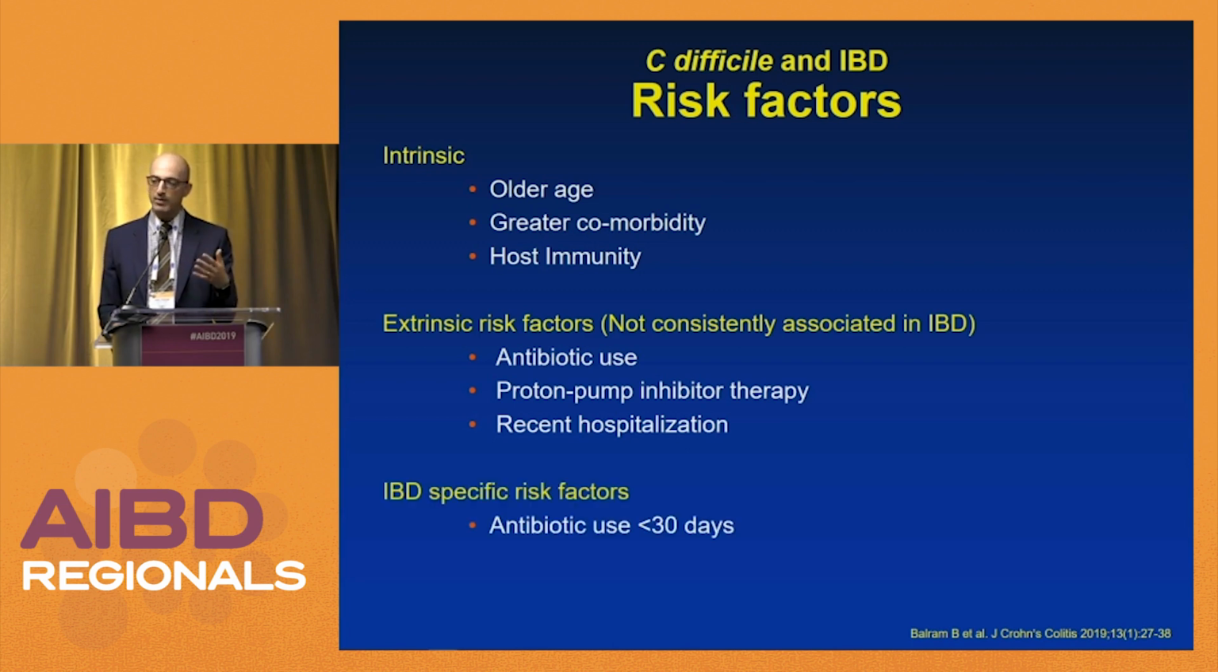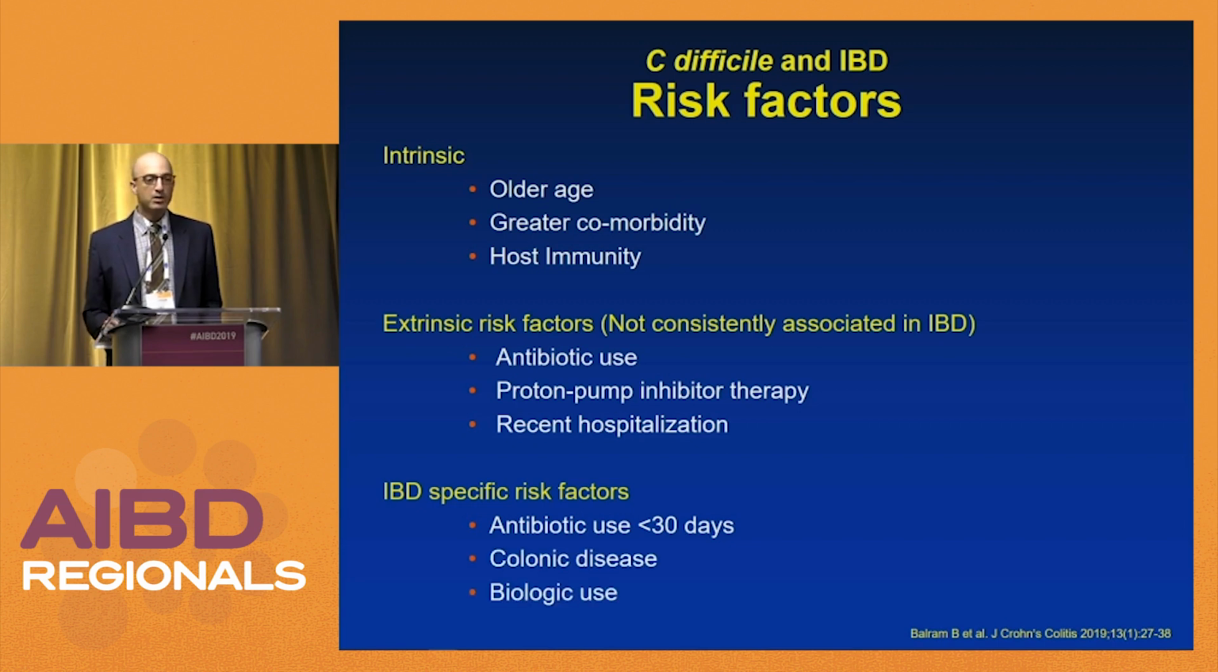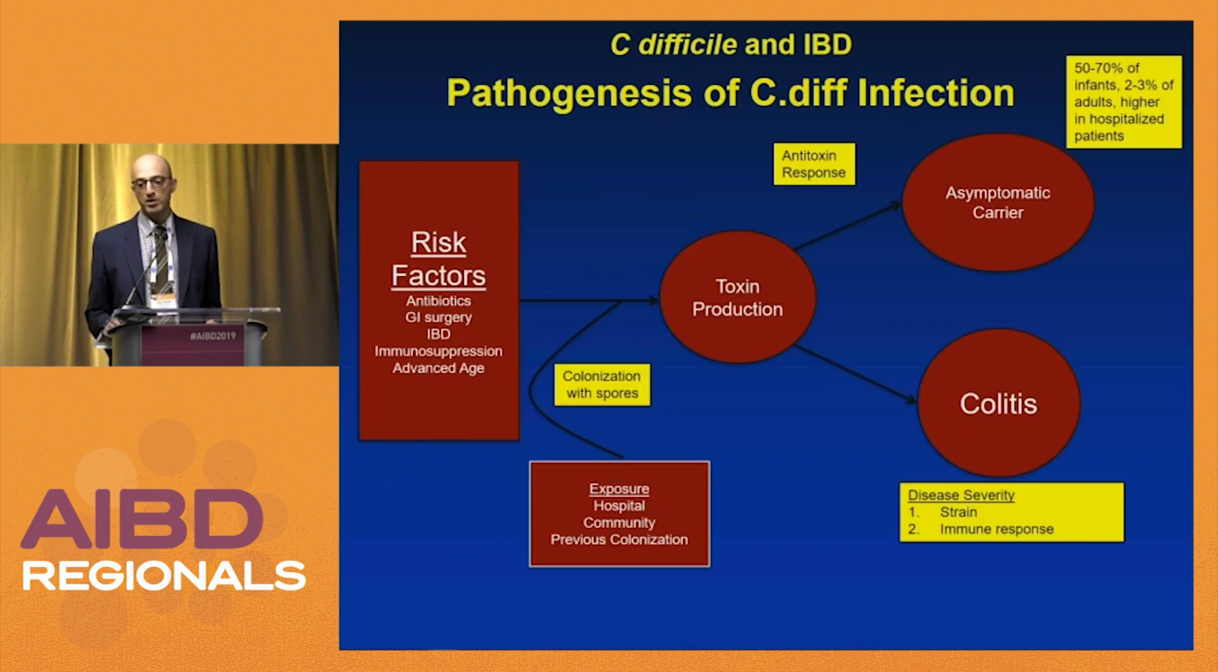The greatest risk factor in an IBD population is antibiotic use in the last 30 days. Patients with colonic disease are at much greater risk than patients with isolated ileal disease. And patients on biologics have a higher risk of developing C. diff. This goes hand in hand with the fact that, as you'll see subsequently, diagnosing C. diff can be difficult to distinguish from active disease activity. So this goes hand in hand with patients who are more likely to have disease activity and more likely to have symptoms of their IBD.